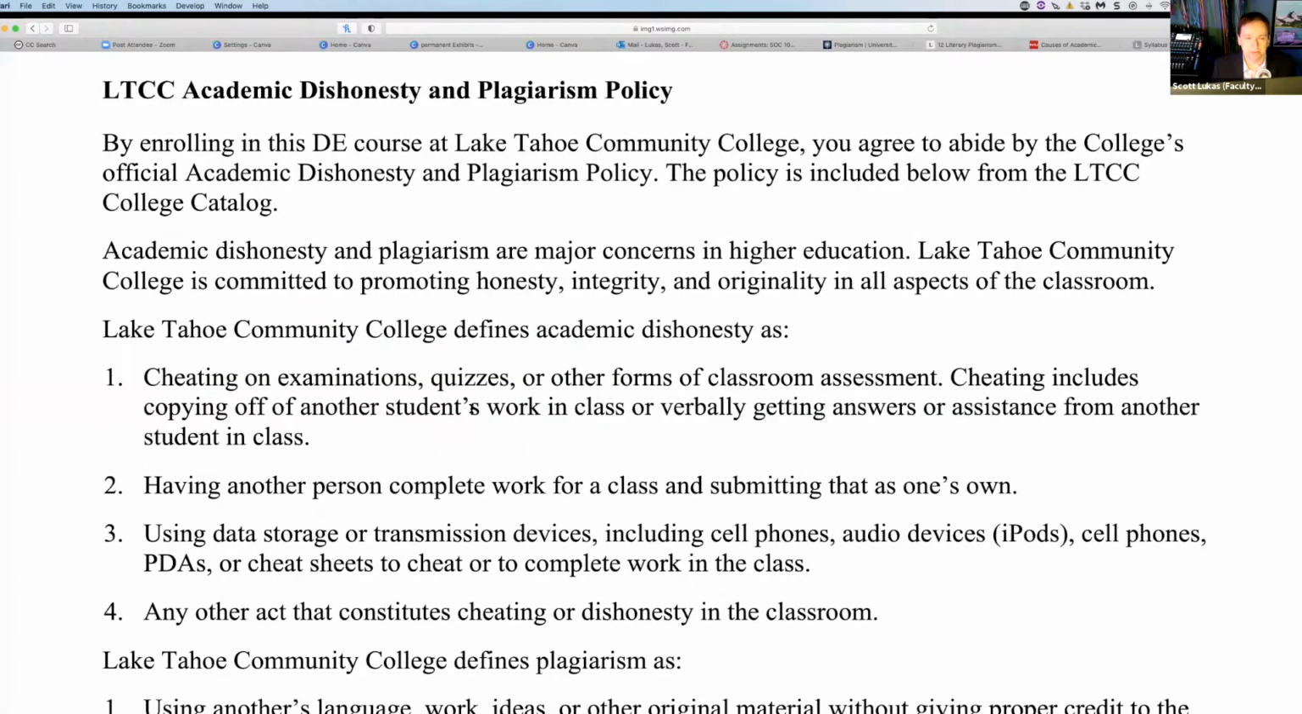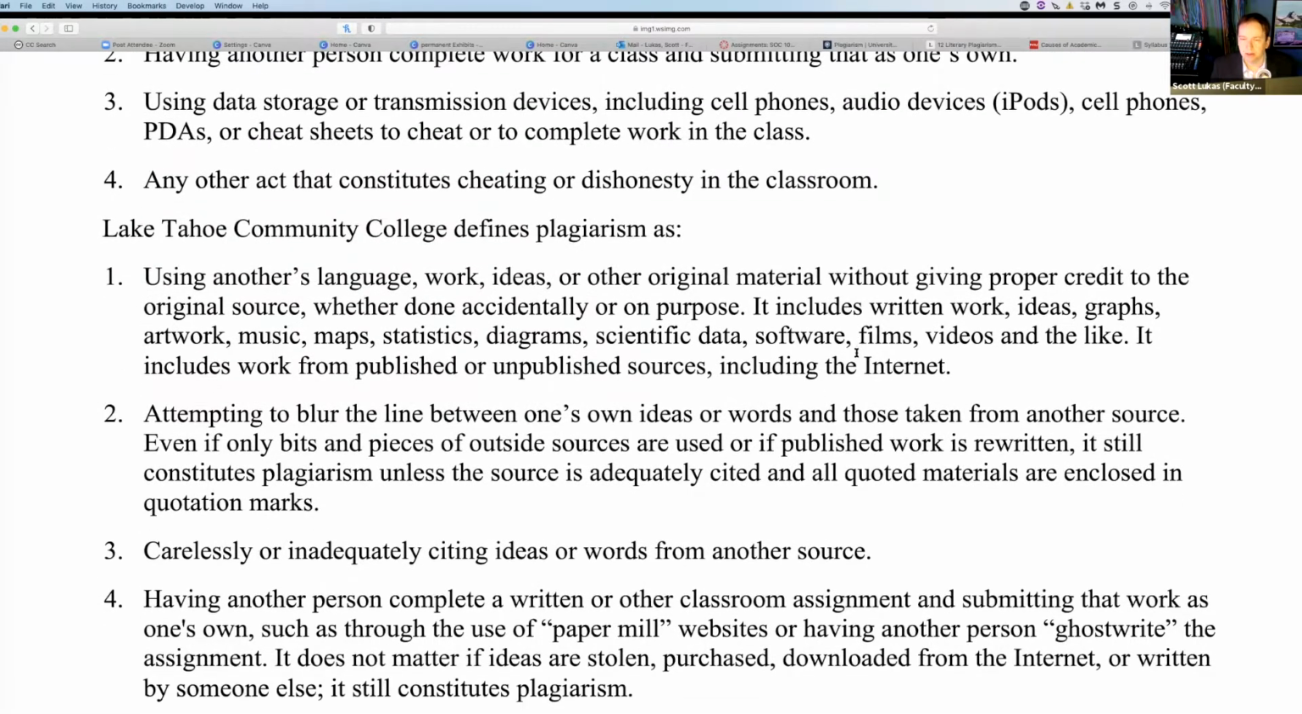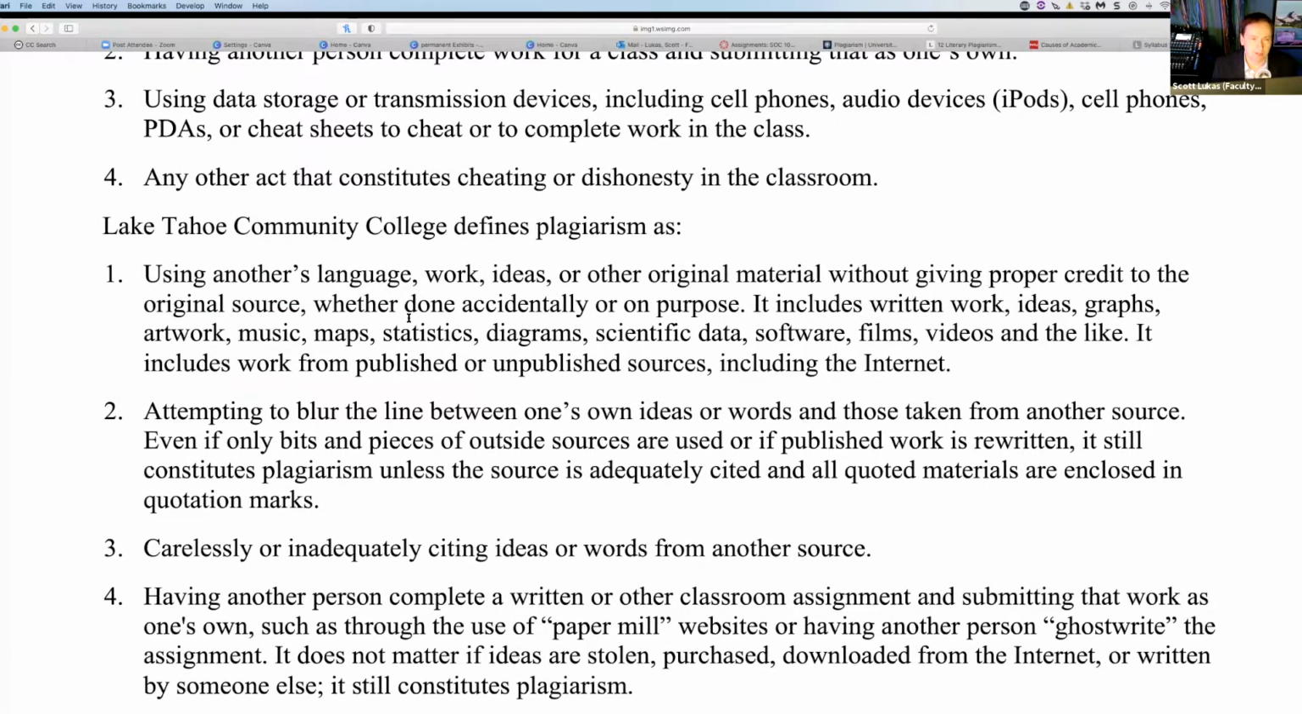And it defines what academic dishonesty is. This is sort of on my radar, but actually, we do have it, so I take that back. It includes written work, ideas, graphs, artwork, music, maps, statistics, diagrams, scientific data, software, films, videos, and the like. So that does cover it. So what you could do for your class is say, hey, this is how I'm defining plagiarism.